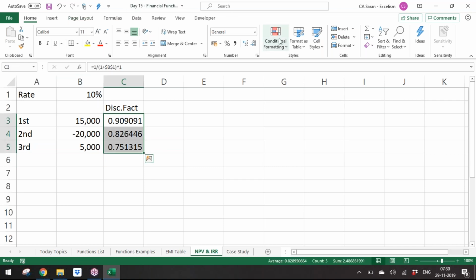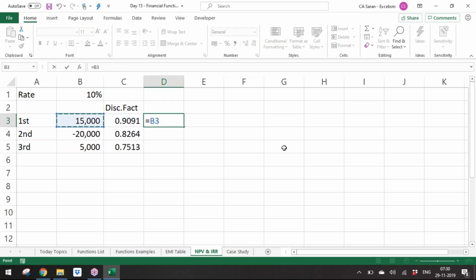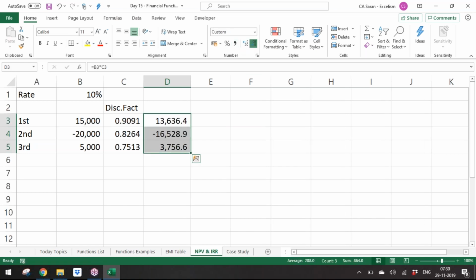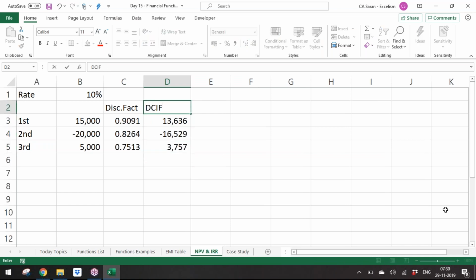Generally, we keep 4 digits for the discounting factor. This I need to multiply with this. Now, this is what the discounted cash inflows and discounted cash outflows are. This is just year cash inflow. Whatever I keep in bracket means it's an outflow.